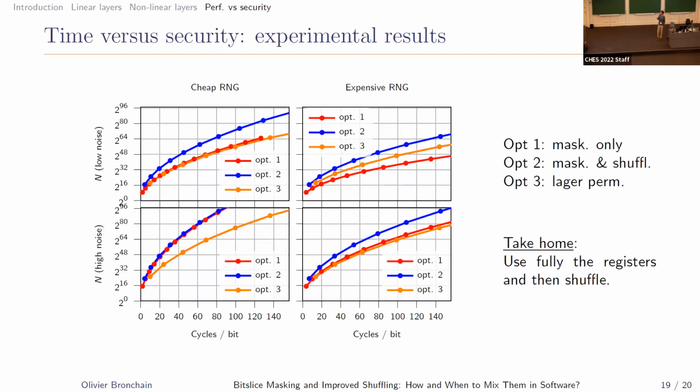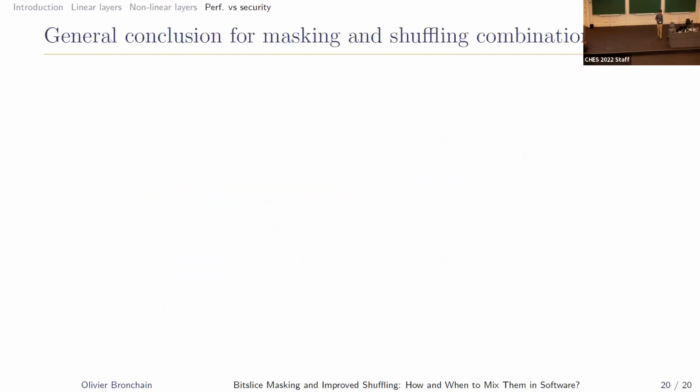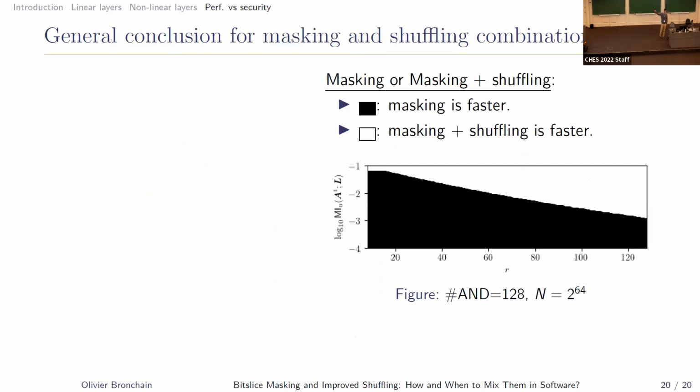Another takeaway is that we have these areas where you have here the cost of the randomness, and here you have the noise level. The question that this graph answers is, should you do masking, or should you do masking plus shuffling? Black means masking is faster. I mean, it's the most performant option for a given security level. So here it's 64 bits of security.